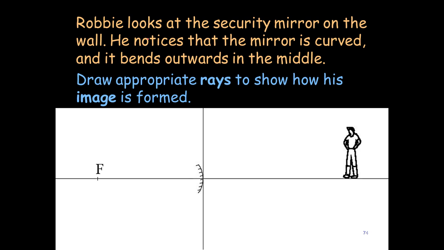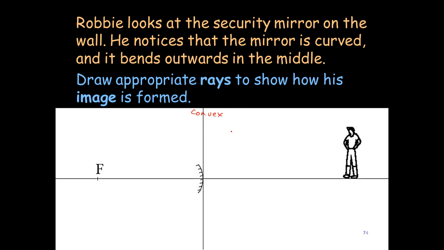Security mirror. On the wall, he notices that the mirror is curved, it bends outwards. So we know we're dealing with a convex mirror. So draw the appropriate rays to show how his image is formed. So we're going to bring a ray in here, reflect it out, and then dot behind it. And then we're going to bring one in parallel to the principal axis, and we're going to use that to reflect it off in this direction.